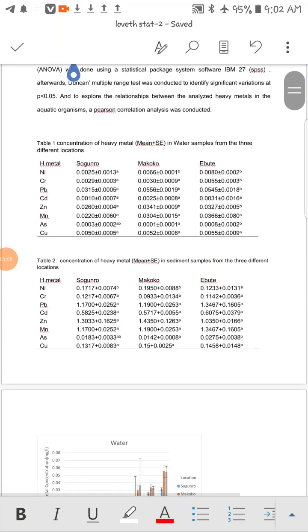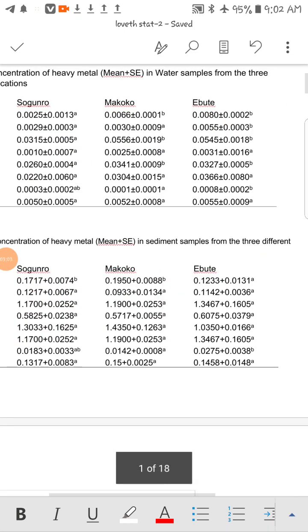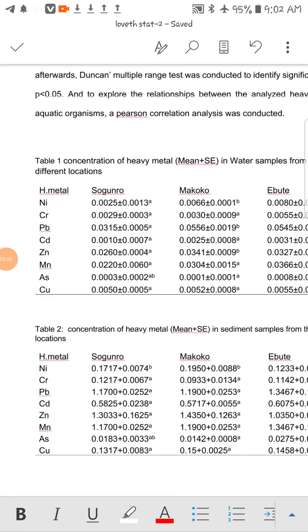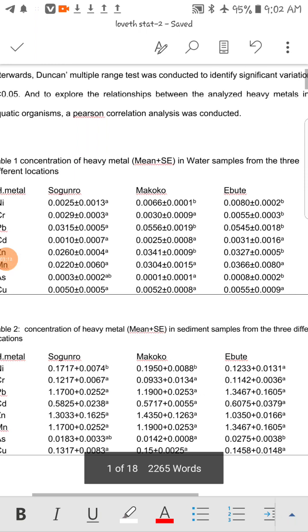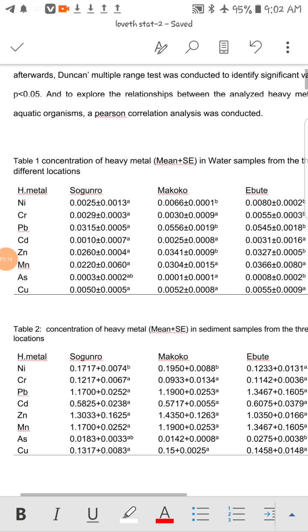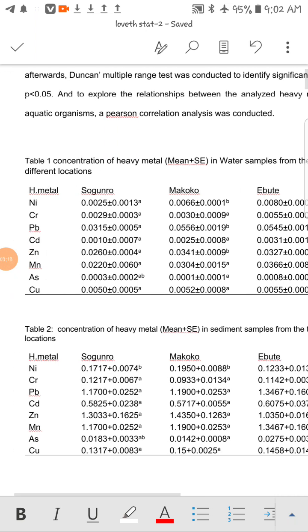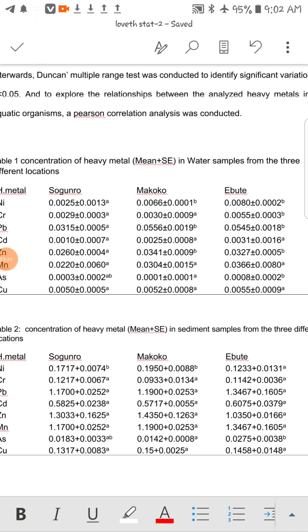So here you see the Duncan. Duncan is frequently represented using alphabets. Before it was asterisk, I put it over. Now if you want to explain across the three locations, you have A in Sogoro, B in Makoko, and B in Ebute. What this is telling you is that there is a similarity between Makoko and Ebute. That is, the concentration of nickel across the three locations is similar in Makoko and Ebute, while it's quite different in Sogoro. That is, Sogoro is different from the other two.